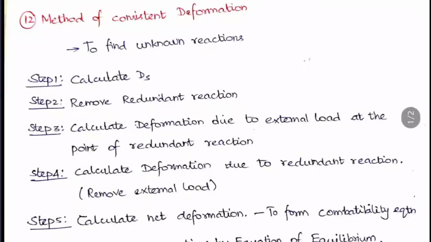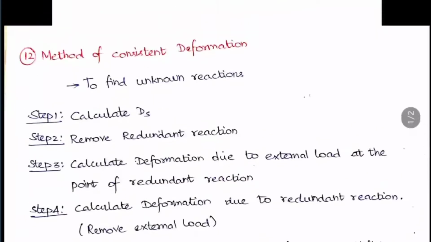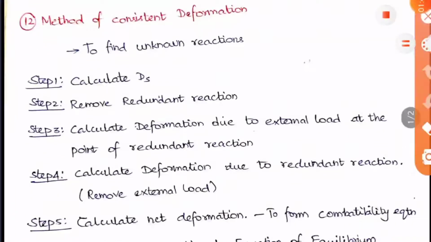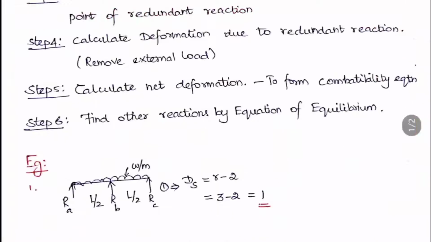And step 5 is, now calculate the net deformation. Net deformation means we are going to add these two deformations, that is 1 and 2 we got here, no? When you add these two deformations you will get an equation. This is your compatibility equation. With this equation you can go for the other equations. The remaining equations can be easily found by the equations of equilibrium. So that's all. These simple 6 steps are all that has to be used for this method. So let us see the example.